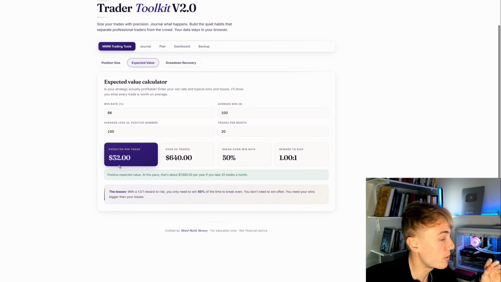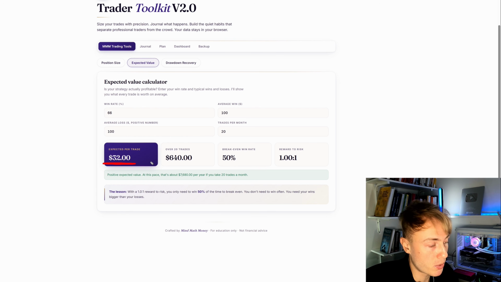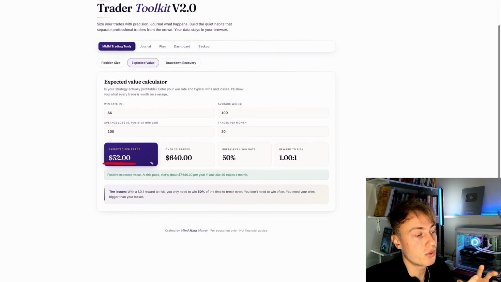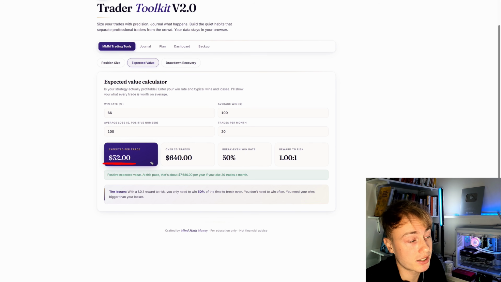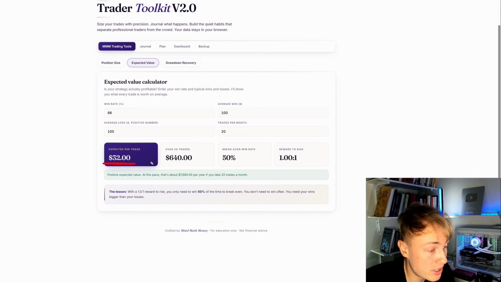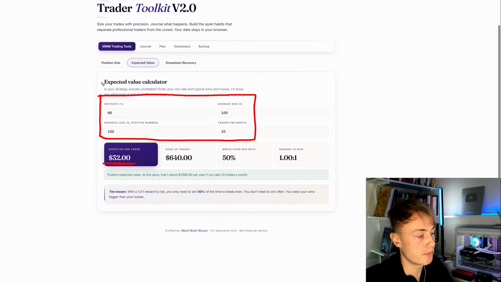Now you can see here that we expect to gain $32 per trade. But it's very important to still understand that this doesn't mean that we will get $32 for every single trade. This is, on average, we will get $32. So you can still have losing streaks. You might lose 2 times in a row, or even 3 times in a row, and so on and so on. But if you take a large amount of trades with this exact setup, you will make money.